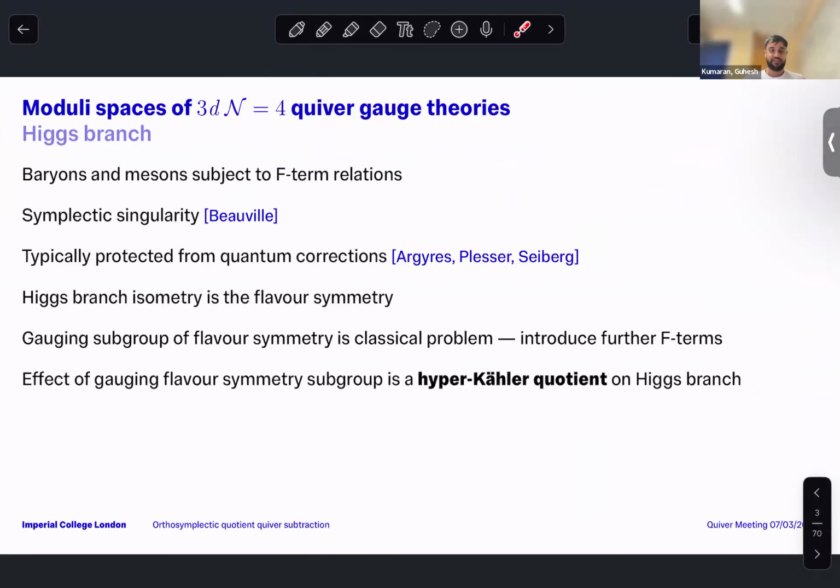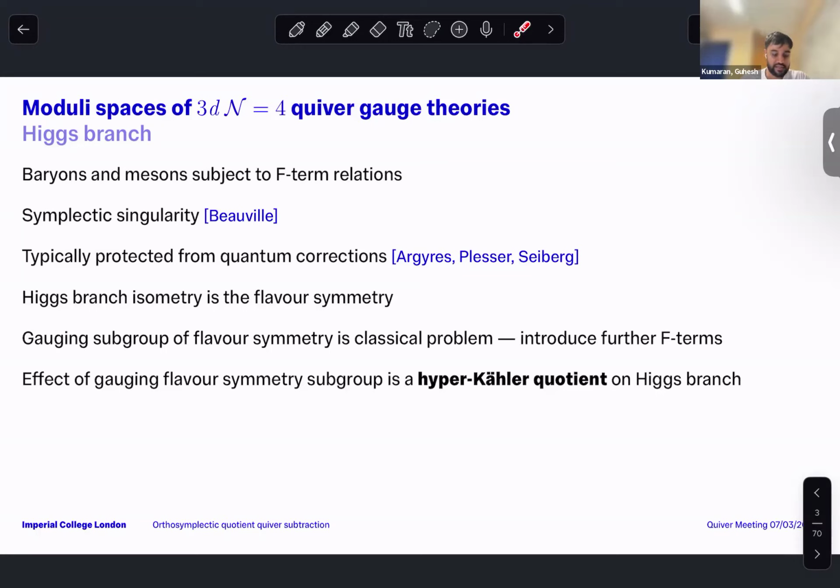Firstly, about 3D N=4 theories. We have two branches to the moduli space. One is the Higgs branch, and the gauge invariant operators you should be thinking about are baryons and mesons, and they are subject to some F-term relations. So this is just classical physics, right?